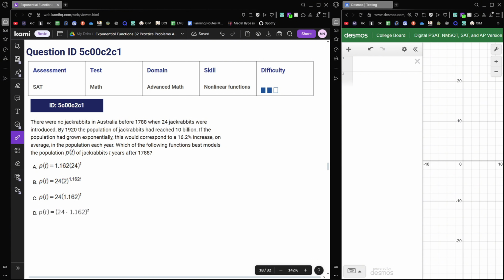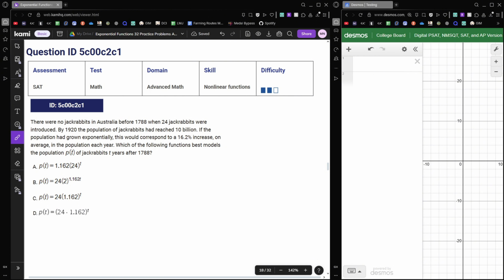By 1920, the population of jackrabbits had reached 10 billion. If the population had grown exponentially, this would correspond to a 16.2% increase, on average, in the population each year. Which of the following functions best models the population P of t of jackrabbits t years after 1788?